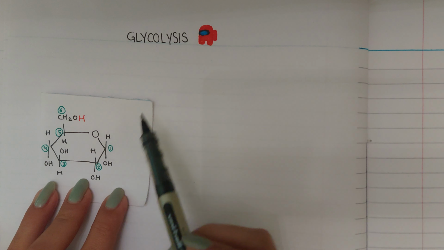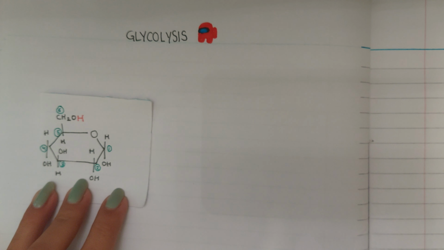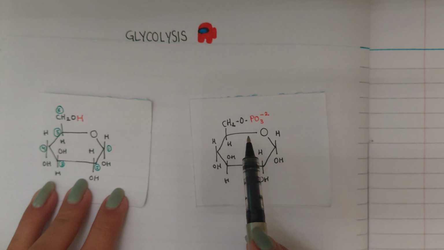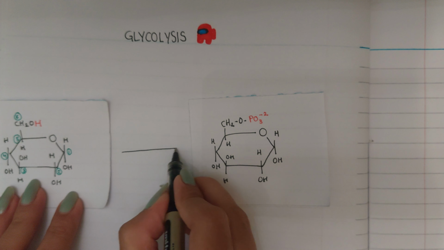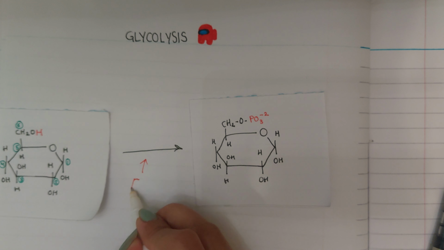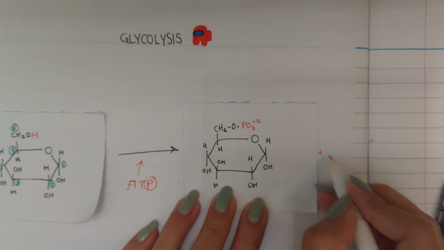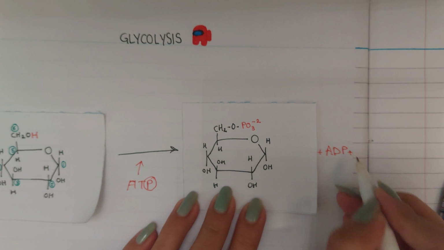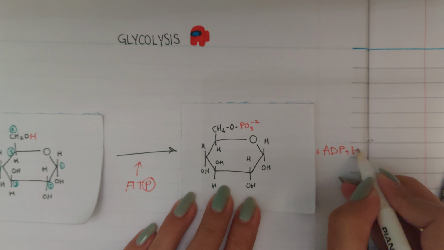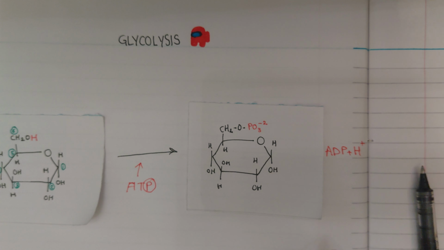It has 6 carbons, and in this first step the hydrogen of the 6th carbon is replaced with phosphate. This is done by using ATP, so a molecule of ATP is used. ATP has a phosphate, which is added onto the glucose, and the byproduct is going to be ADP, adenosine diphosphate, along with H plus. This step uses an enzyme called hexokinase.